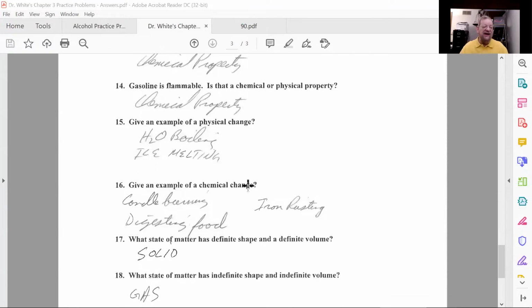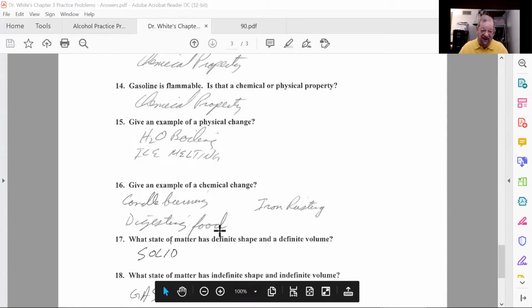All right, now, a chemical change, an example, is when something changes its chemical identity. And an example would be if you burn a candle, the wax is being converted into carbon dioxide and water. That's called combustion.